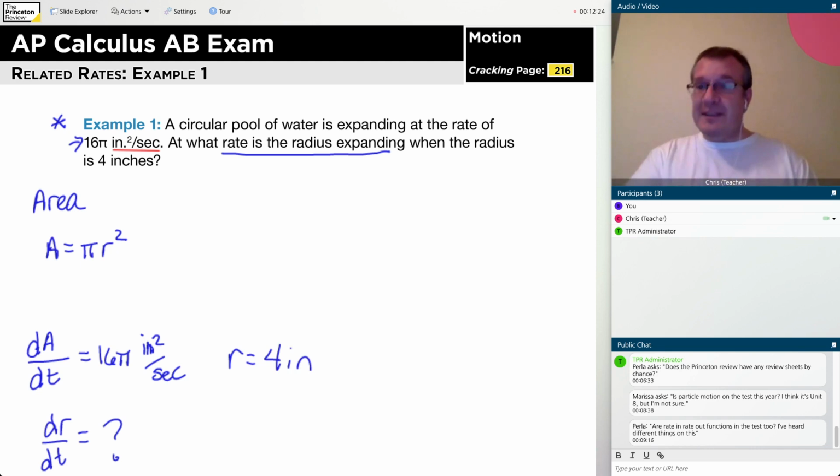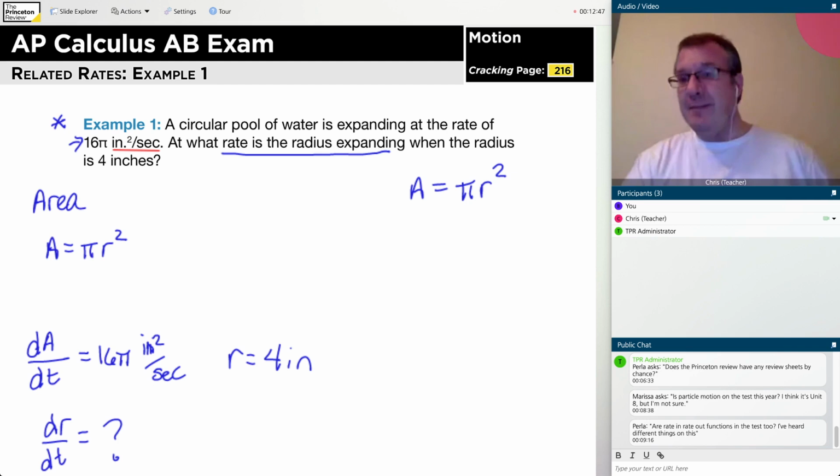One of the biggest mistakes that people make immediately is plugging in too early. On a question like this, you don't just plug in the 4. We haven't done anything calculus related if we just do that. With calculus, we're totally going to be utilizing the chain rule technically because we have to differentiate with respect to time.